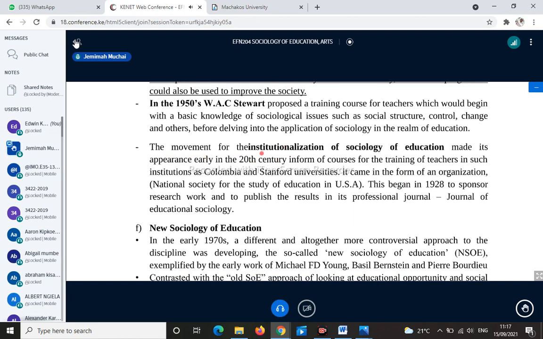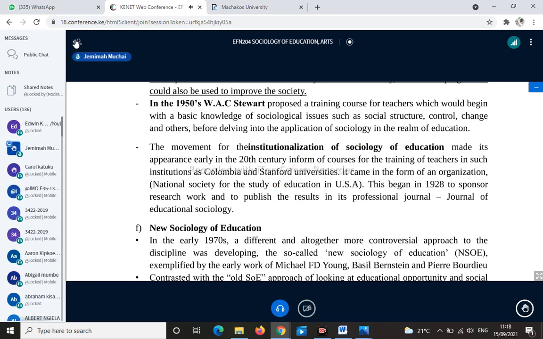The movement for the institutionalization of sociology of education made its appearance early in the 20th century in the form of courses for the training of teachers in such institutions as Columbia and Stanford universities. So these were the first two to train teachers. It came in the form of an organization, the National Society for the Study of Education in the USA. This began in 1928 to sponsor research work and to publish the results in the professional journal, the Journal of Educational Sociology.